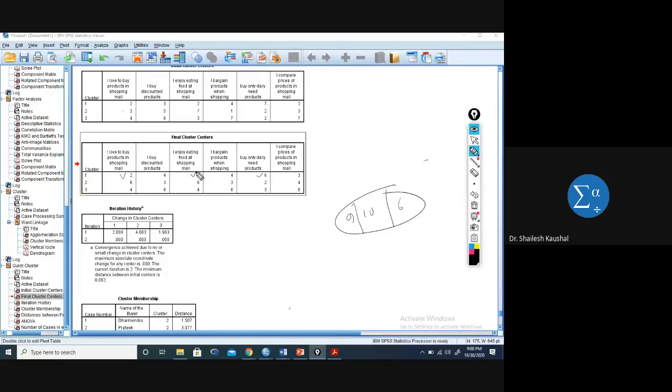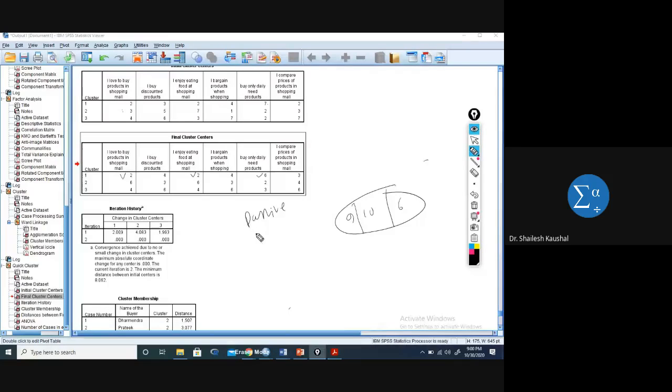I enjoy food at the shopping mall, very less value. They don't enjoy shopping in the mall. They don't love buying products in a shopping mall. They buy only daily needed products. So we can give the name, these buyers are passive buyers because they do not enjoy in a shopping mall.